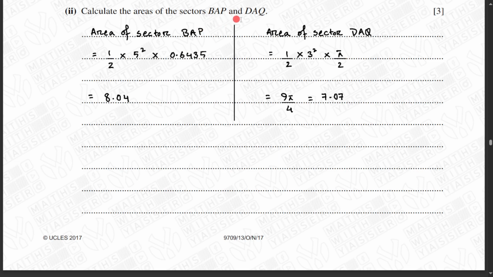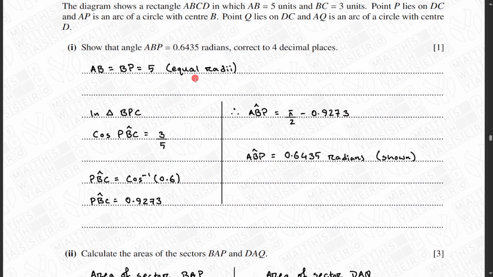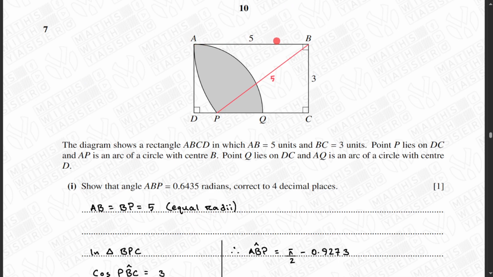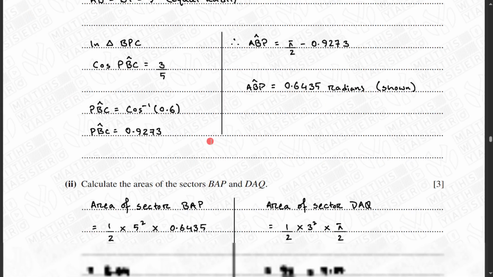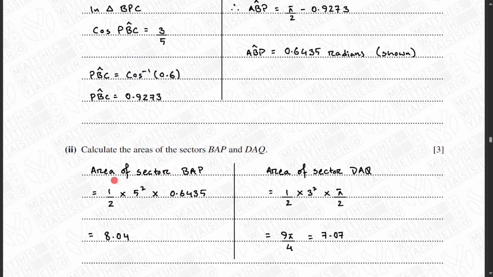In the second part of the question, we need to calculate the areas of the sectors BAP and DAQ. So let's look into the sectors first, BAP and DAQ. With the help of the formula for the sector, which is half r squared theta when theta is in radians, the area of sector BAP will be half r squared theta. We have just shown that angle ABP is 0.6435 and the radius for this sector is 5. So it will be half times 5 squared times 0.6435, which gives us 8.04.